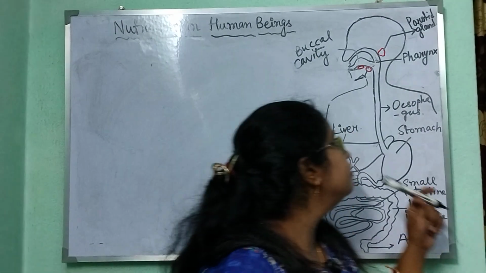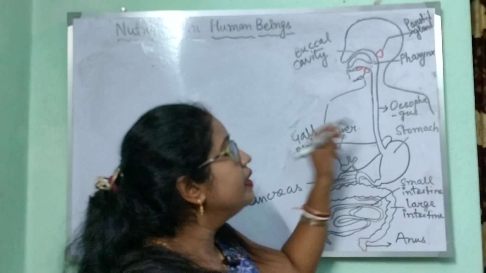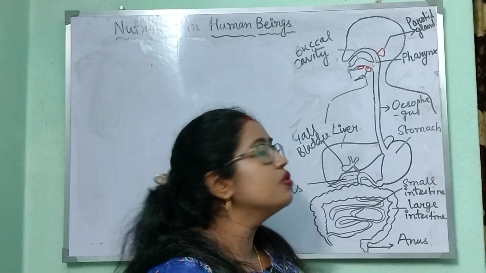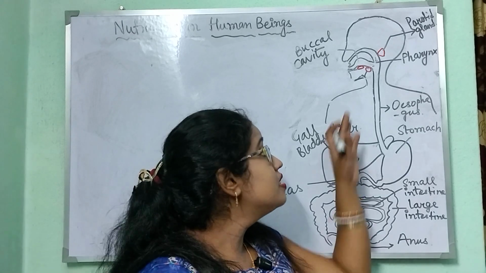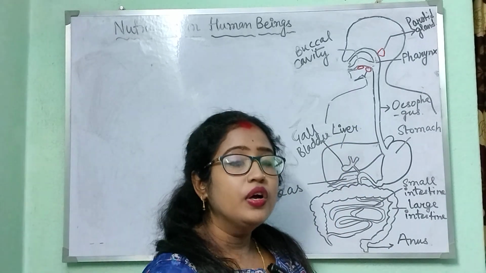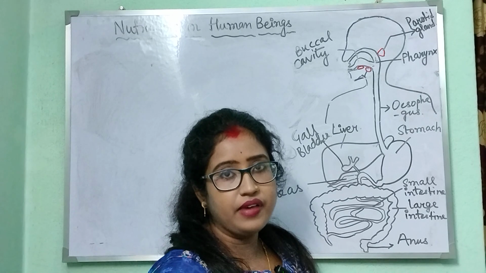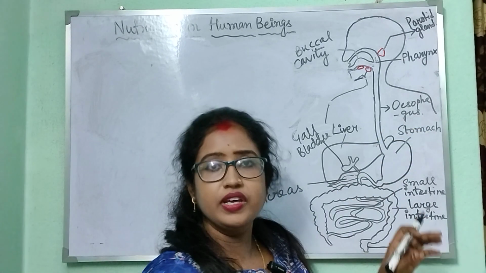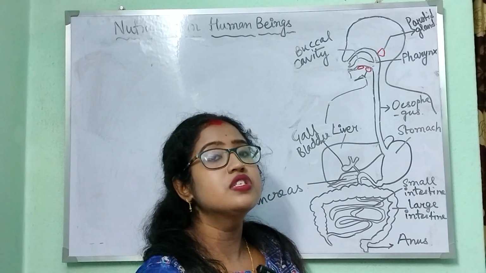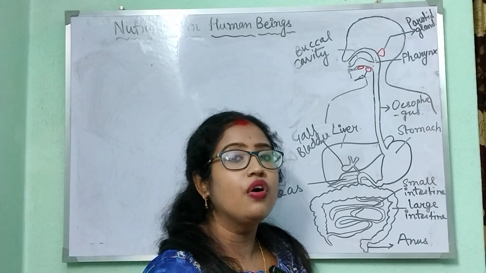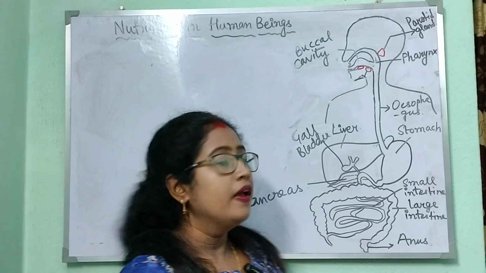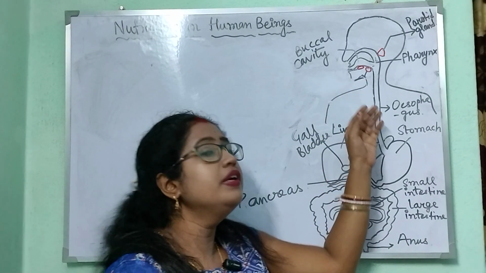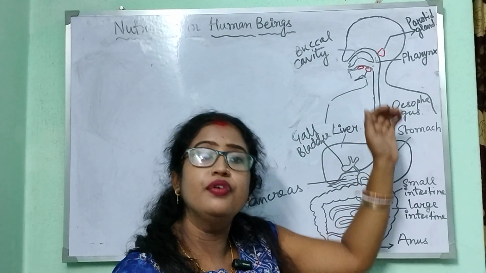Next, we have a long pipe in our alimentary canal. This long pipe is known as the esophagus. This esophagus has no digestive action. In this esophagus region, no digestion of food occurs. It only helps in the rhythmic movement or the rhythmic flow of food.